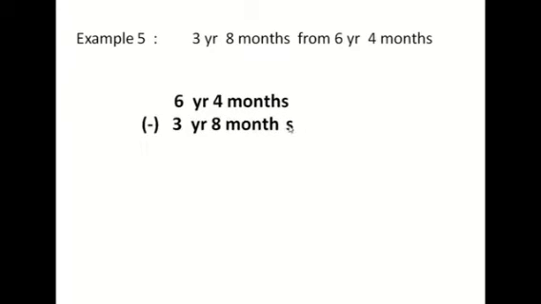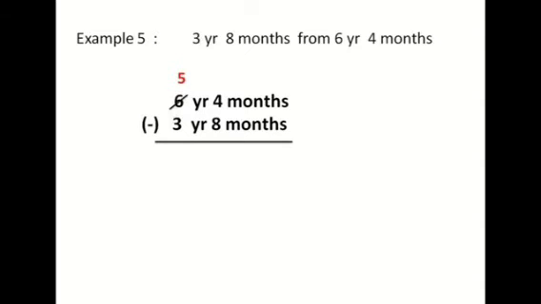Work out this sum. You have to subtract 3 years 8 months from 6 years 4 months. So please arrange 6 years 4 months, down of that 3 years 8 months. So we will do the months part first, then we will go for the year. In the month, you can see 4 minus 8. We cannot do that, so we have to borrow 1 year. You know, 1 year means 12 months. So I am borrowing 1 year.